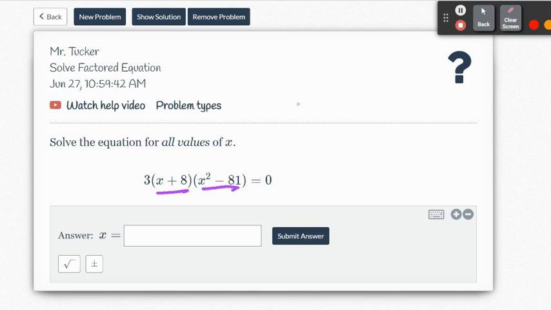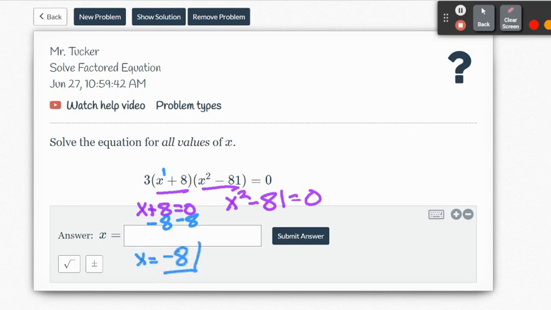So this problem is only about setting x plus 8 equal to 0 and x squared minus 81 equal to 0. And then we get 3 answers. By the way, however many degree you have, that is how many solutions you're going to get. Sometimes we'll get imaginary solutions later. So in this case, we subtract 8 from both sides, and we get x equals negative 8. That's one of our answers.